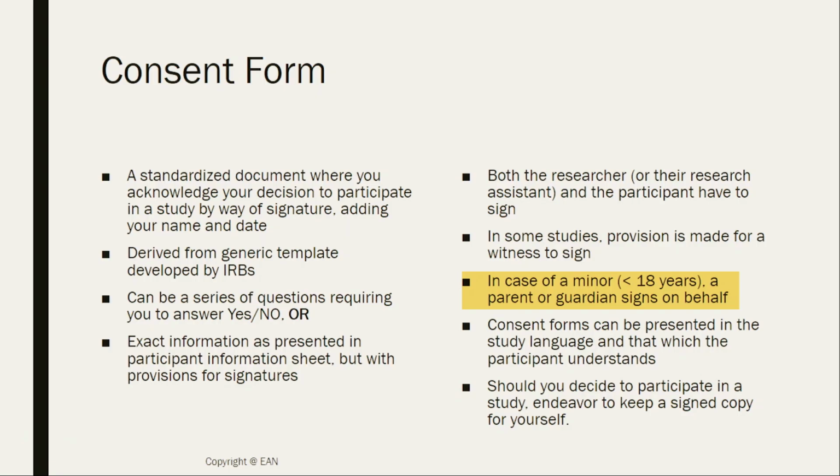As I mentioned before, for studies that involve minors below 18 years of age, or even persons that are incapacitated for some reason and are unable to appraise the information and endorse signing, you can have a parent or a guardian appraise and sign on their behalf. So this is typical with minors and persons that are incapacitated.